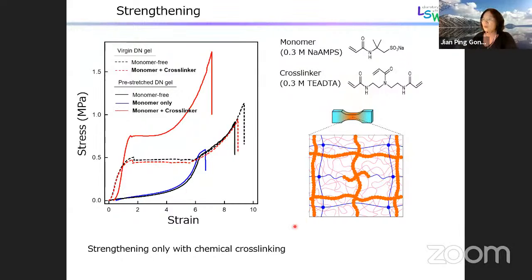As you can see, with proper experimental monomer conditions and crosslinking conditions, we can get very strong gels with a higher yielding stress and also a higher fracture stress. So that means they strengthen only with chemical crosslinkers.